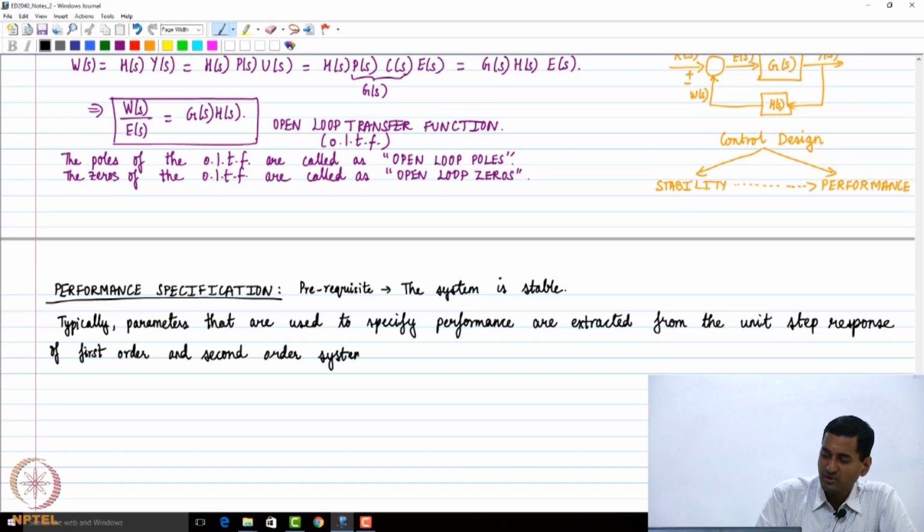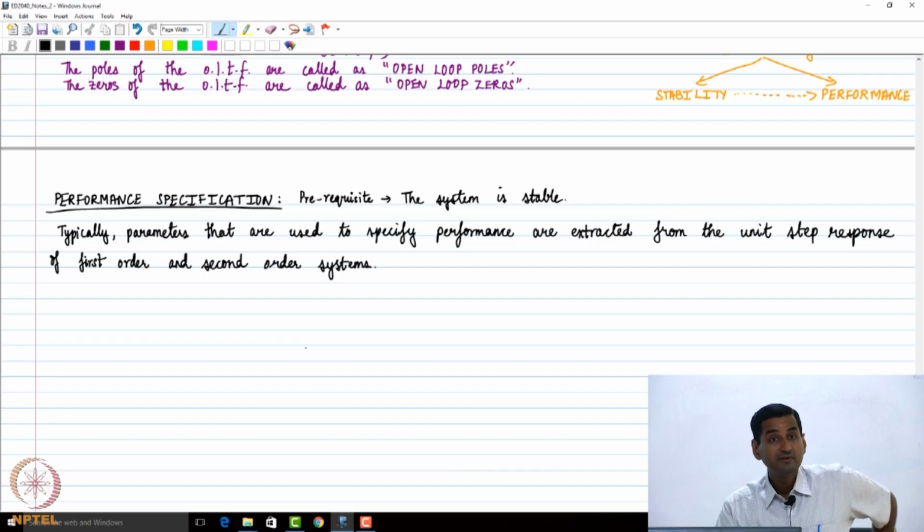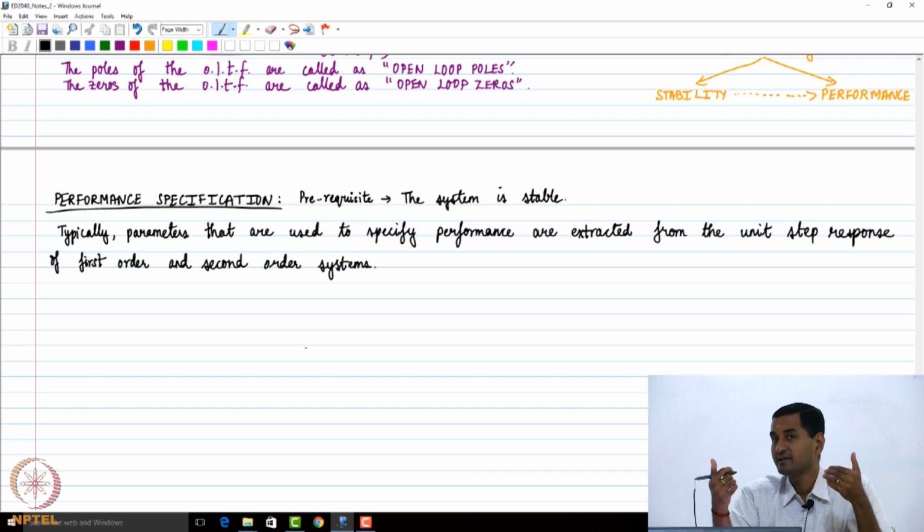Okay, so we see why, right? Typically the parameters that quantify performance specifications, performance requirements are motivated and calculated. The formulae are extracted from the step response or the unit step response of what are called first order and second order systems. Okay, we'll see why as we go along. The motivation will become clear when we go to advanced control design.